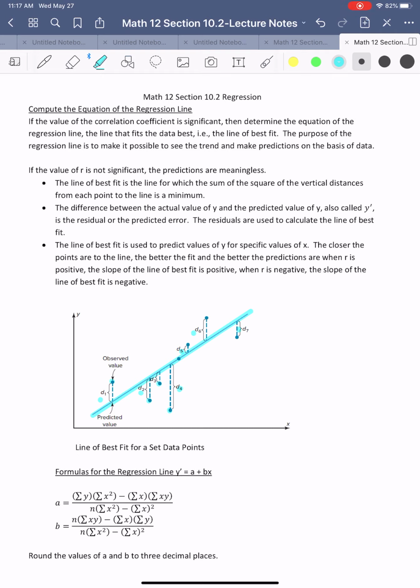So the formula for the regression line is y prime equals a plus bx, which is like mx plus b. In order to find a, we have to use this formula. In order to find b, we have to use this formula, which is similar to how we find r, okay?